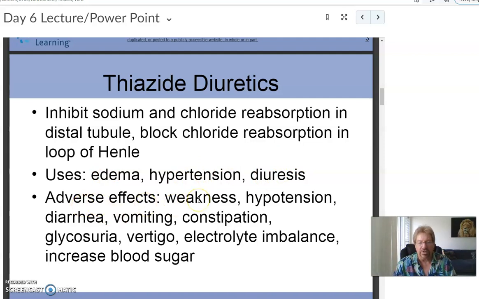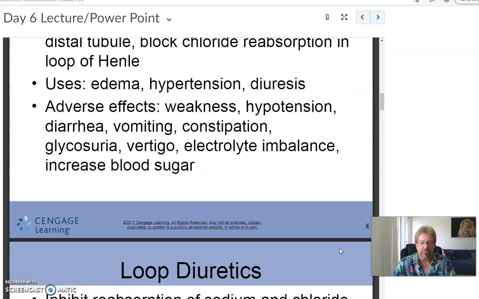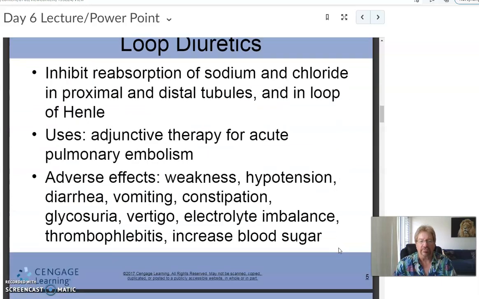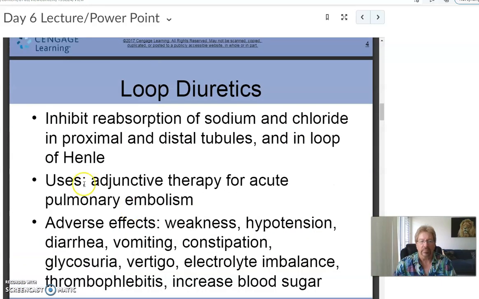Adverse effects: weakness, hypotension (low blood pressure), diarrhea, vomiting, constipation, glycosuria (sugar in the urine, which should be common in diabetics), vertigo, electrolyte imbalance, increased blood sugar. Loop diuretics affect the loop of Henle. They inhibit reabsorption of sodium chloride in the proximal and distal tubules and in the loop of Henle. Use as adjunctive therapy for acute pulmonary embolism.